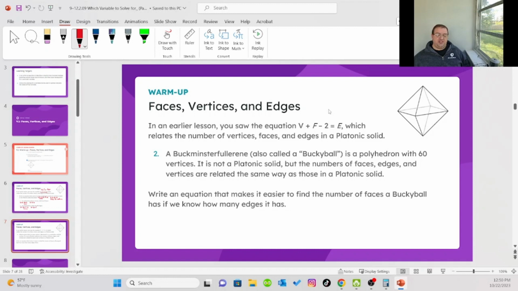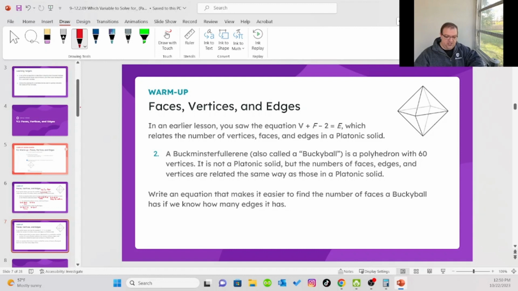A Buckminster fullerene, also called a buckyball, is a polyhedron with 60 vertices. It is not a Platonic solid, but the numbers of faces, edges, and vertices are related the same way as those in a Platonic solid. Write an equation that makes it easier to find the number of faces a buckyball has if we know how many edges it has.